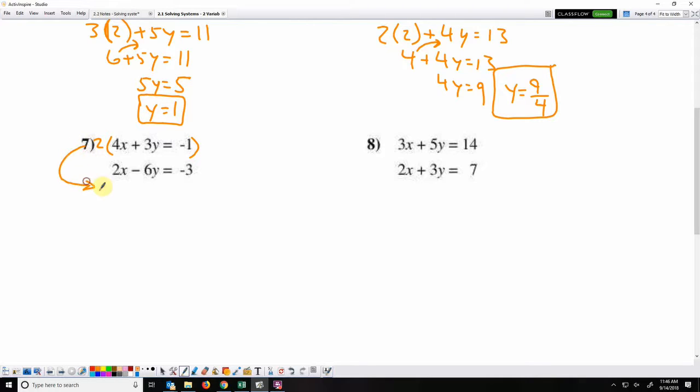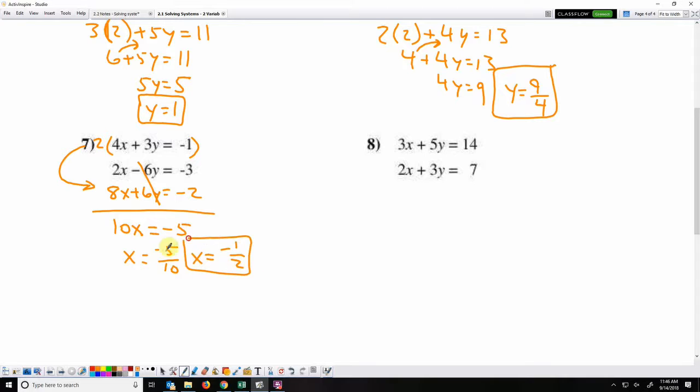I'm going to rewrite that down here. 8x plus 6y equals negative 2. So 2x and 8x is 10x. Negative 6y and positive 6y cancels. Negative 3 and negative 2 make negative 5. So when I divide by 10, I get negative 5 tenths, but that can be simplified to negative 1/2. So my value of x is negative 1/2.